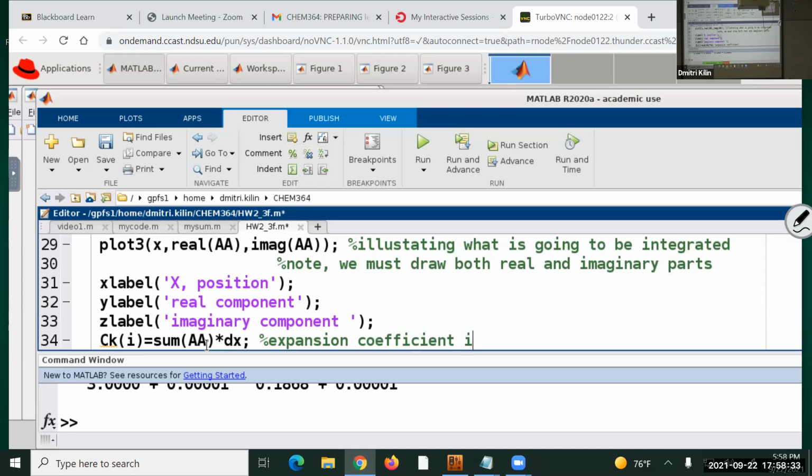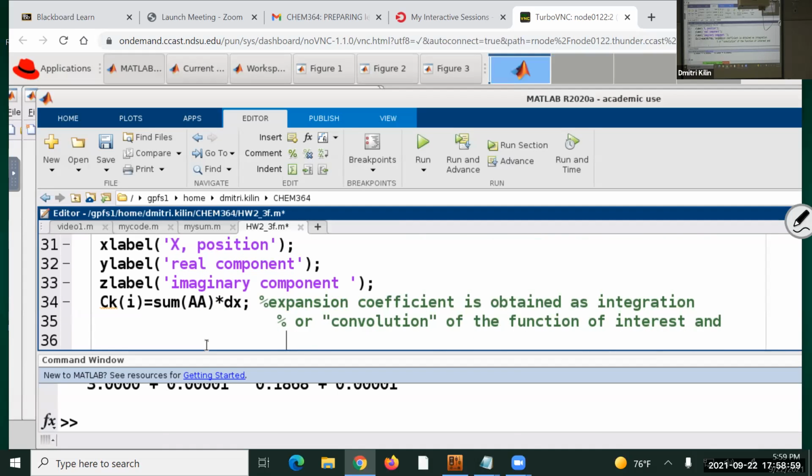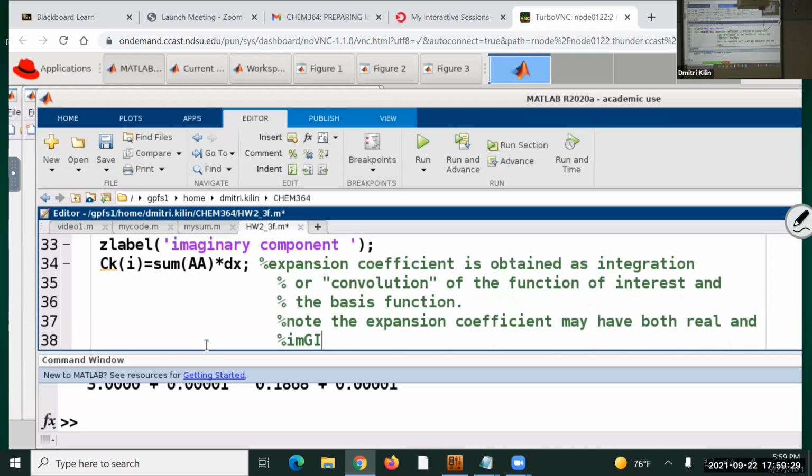So expansion coefficient is obtained as integration, or one can say convolution, of the function of interest and the basis function. The expansion coefficient may have both real and imaginary components.